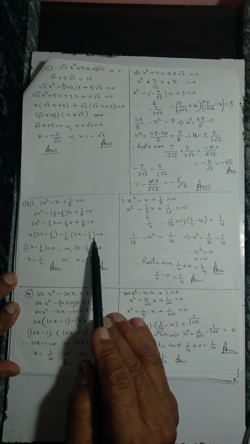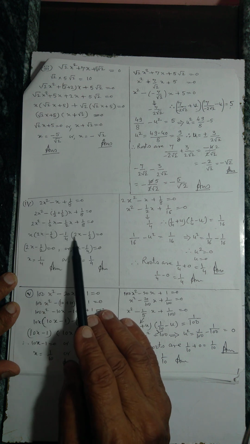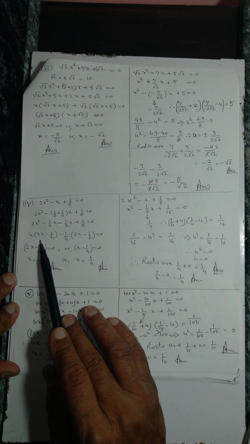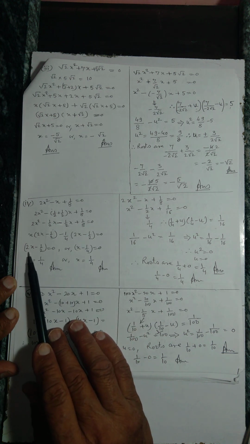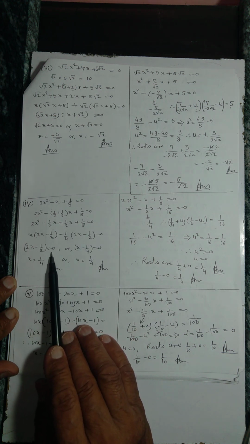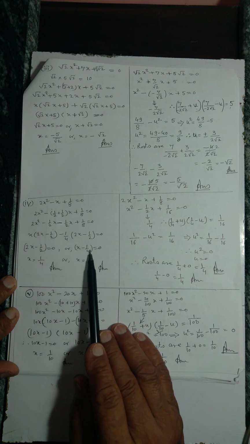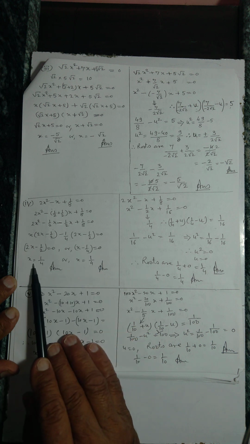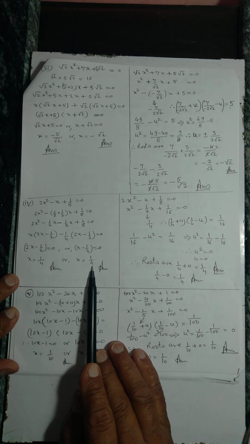We are left with 2x minus 1 by 2 in bracket closed. So now compare these two brackets. The quantities mentioned in these two brackets are the same, so you can take out this factor common. So 2x minus 1 by 2 equal to 0 and x minus 1 by 4 equal to 0. So here x will be equal to 1 by 4, and here x will be equal to 1 by 4.